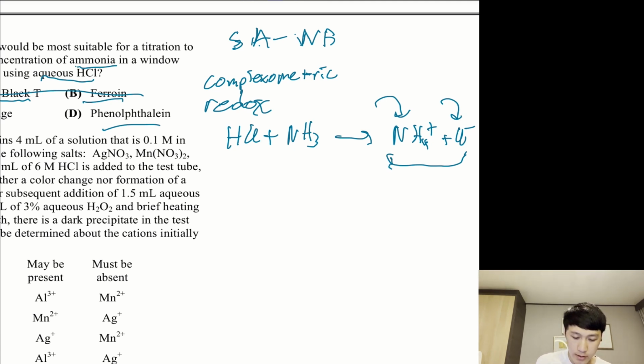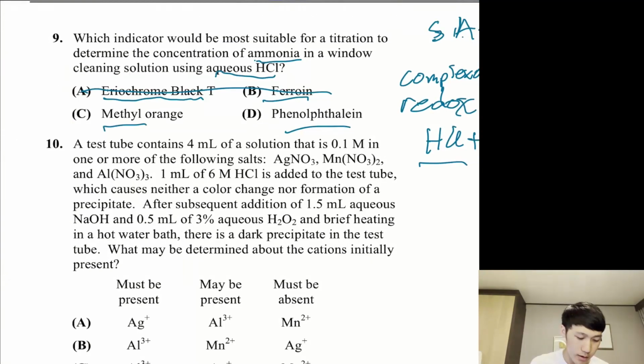So this ion is the reason why at the equivalence point, when all HCl and NH3 are used, the equivalence point is going to be acidic. Now we consider the color change range of methyl orange and phenolphthalein.